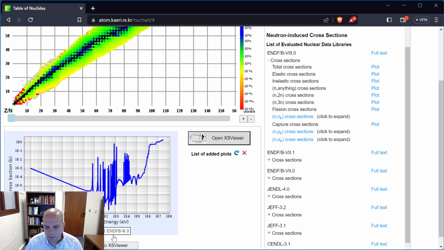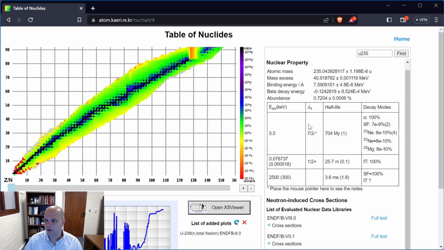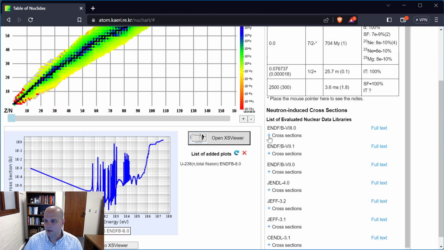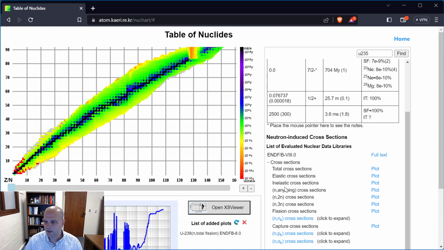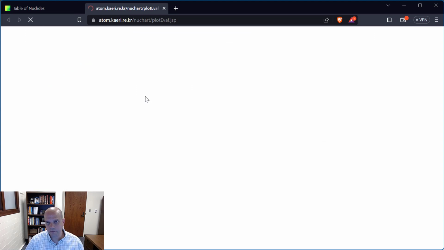But what I want to do is compare that. I'm going to add that to the viewer. And then let's compare that to U-235, which is really what we want. And so for fission, let's come down here and look at its fission cross-section. Make that plot. And I'm going to include this in the viewer, and let's open this up again and compare the two.